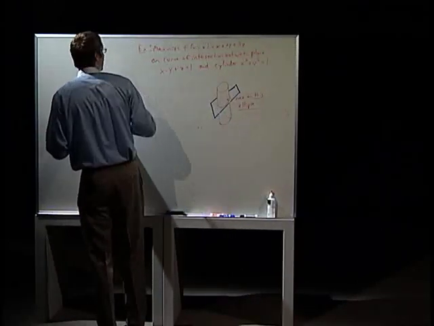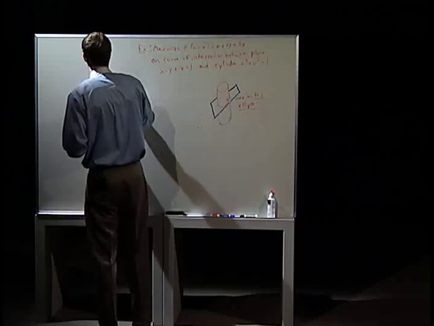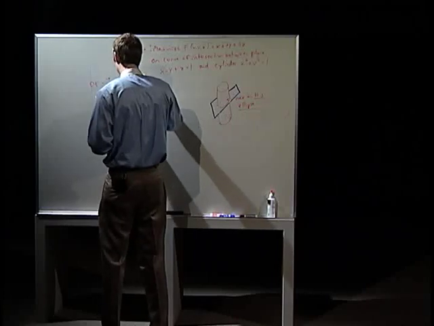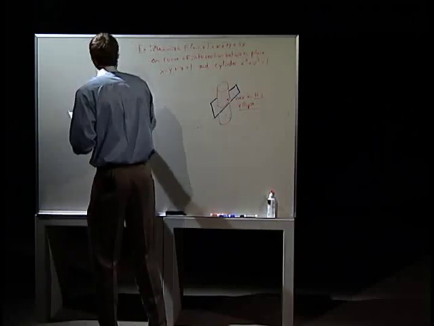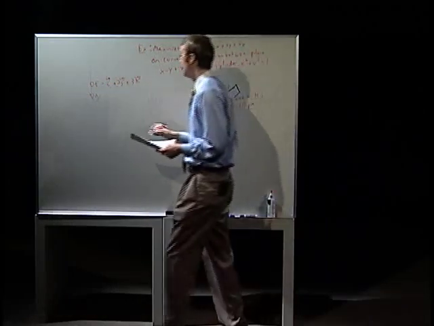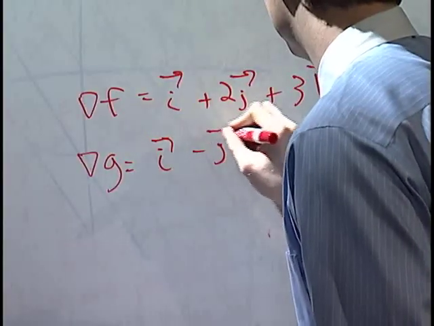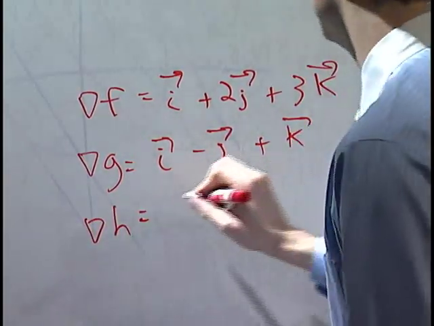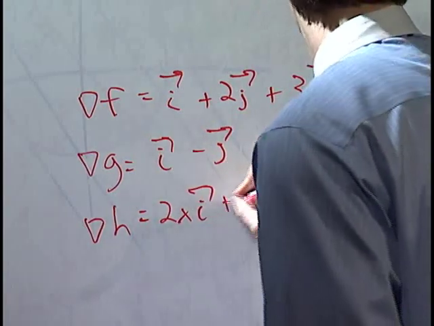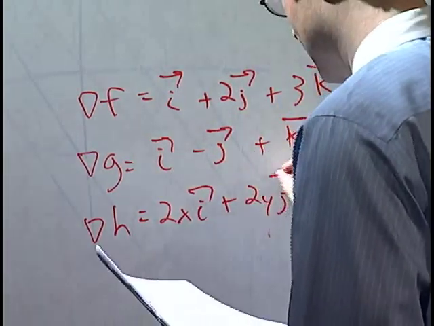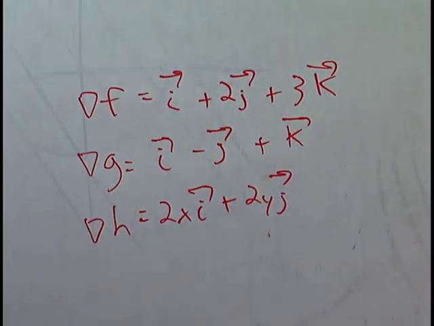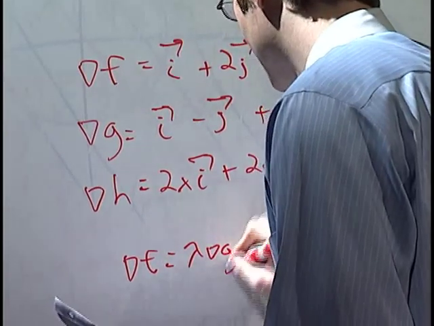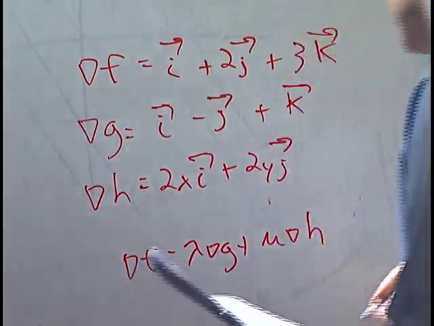Gradients, first of all. Gradient of f is i plus 2j plus 3k. That's gradient of f. Gradient of g is i minus j plus k. Gradient of h is 2x i plus 2y j. Is that right? Everything look good there? Okay. So we have gradient of f equals lambda gradient g plus mu gradient h.